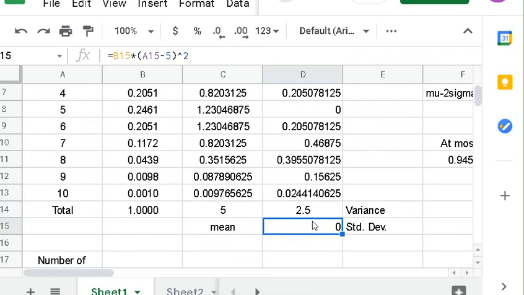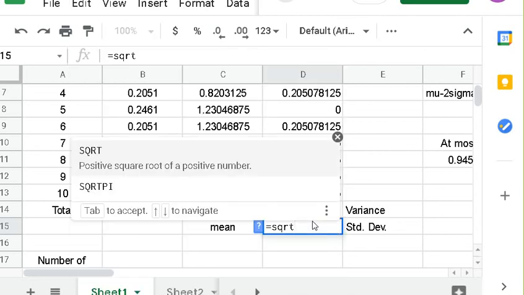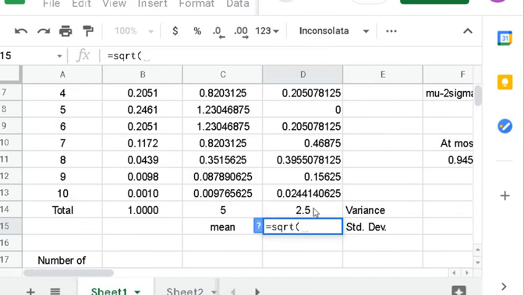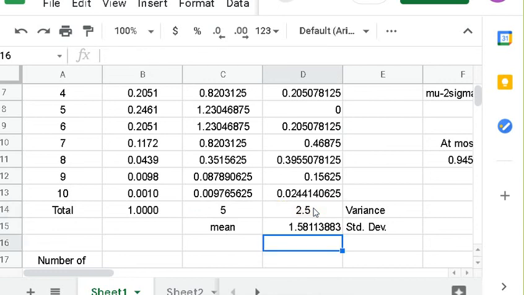Now, how do I get the standard deviation once I've got the variance? Square root. So equals SQRT. And then just click the number above it. So square root of that, 1.5811.